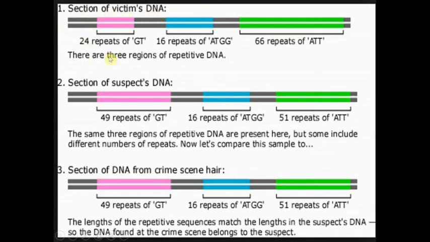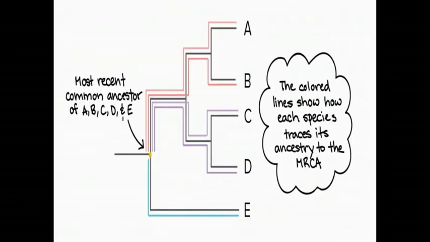Now, this first one is the section of victim DNA. There are 3 regions of repetitive DNA. Section of suspect DNA: the same 3 regions of repetitive DNA are present here, but some include a different number of repeats. Now let's compare this to the sample. This is the section of DNA from the crime scene here. The length of the repeated sequence matches the length of the suspect's DNA. So the DNA found at the crime scene belongs to the suspect.